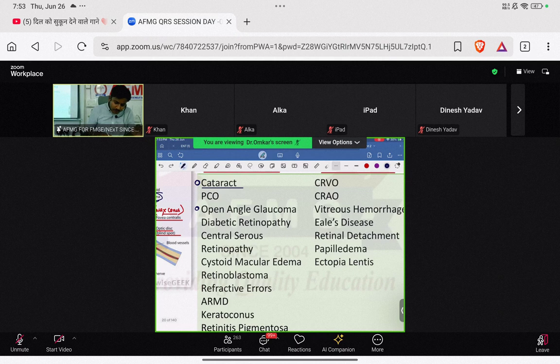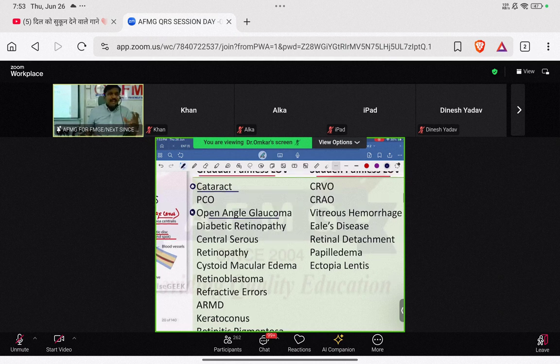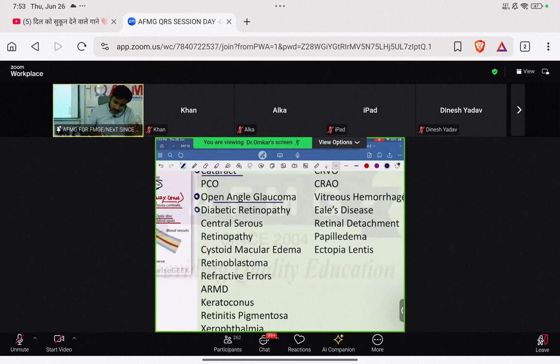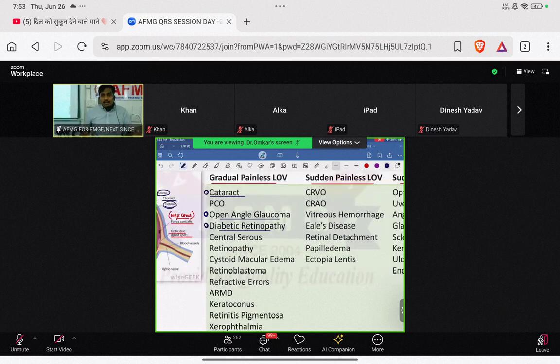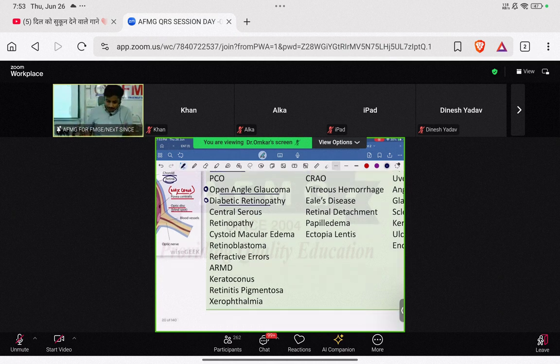Next, it is also seen in patients of open angle glaucoma. So open angle glaucoma, either seen in elderly patients or young patients, beta will also have a gradual painless loss of vision. Clear? Next is diabetic retinopathy. We know beta, diabetic retinopathy will again cause a gradual loss of vision beta. It will not cause a sudden loss of vision. Only in rare conditions, but mainly diabetic retinopathy causes gradual loss of vision.